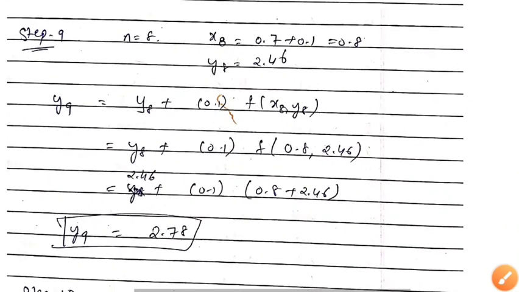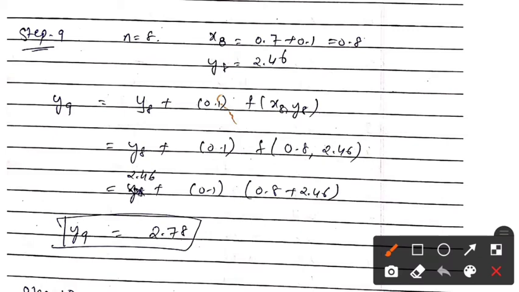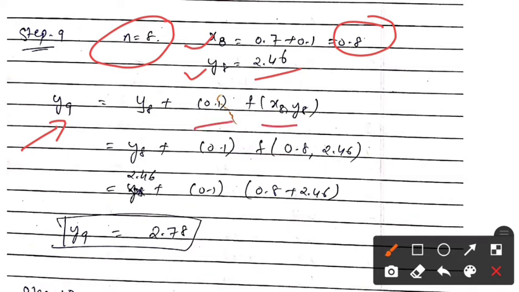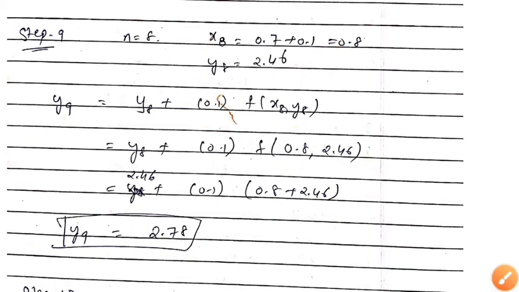In the same way, we move towards step 9. Step 9 is you are getting the values of x8 and y8 over here. Your x8 is 0.8 and y8 is 2.46. Now putting the value of n equal to 8 in Euler's equation, you get y9 equal to y8 plus 0.1 f of x8 and y8. Again putting the values of x8 and y8 over here, you get the next step. Now we know that f of xy equal to x plus y. Again solving this equation, you get y9.